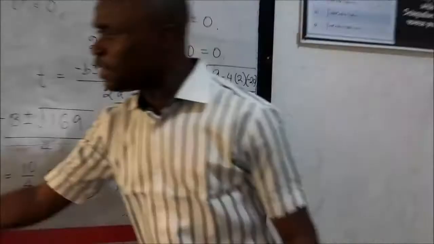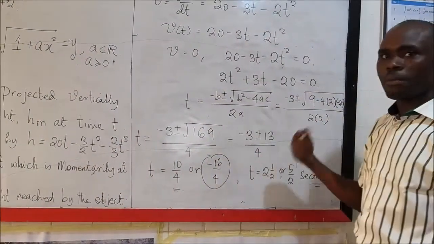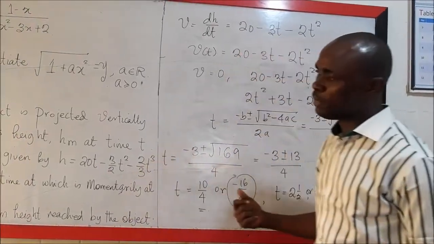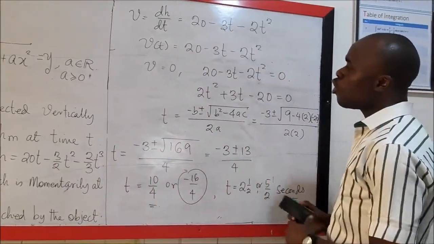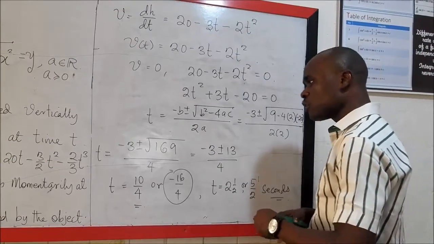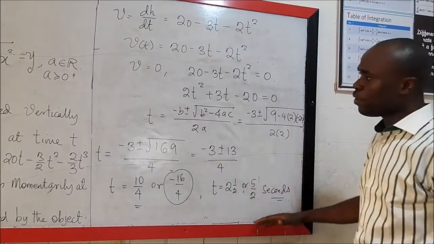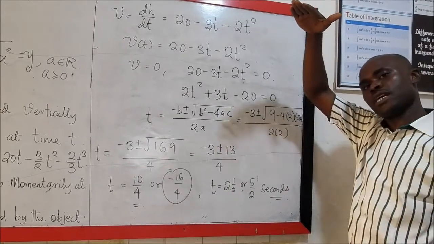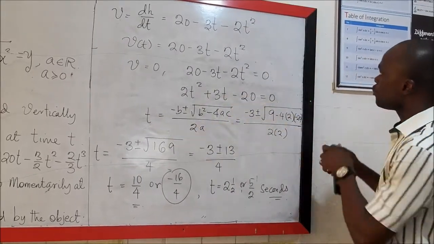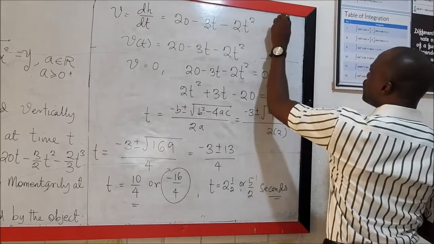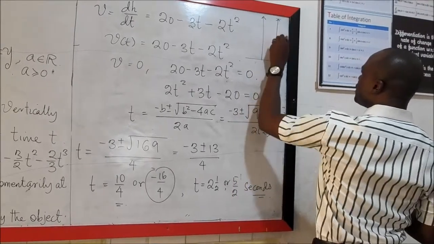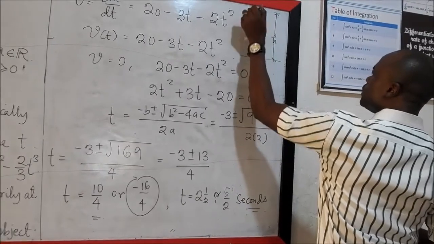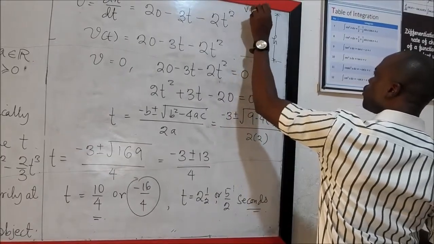Okay, so we want to find out the maximum height reached by the object. How do we find the maximum height reached by the object? All we need to do is to substitute this time, because this was the point where the object is at rest when it is thrown vertically upward. You see the object is being thrown vertically upward, you have the height, so at this point, v is equal to 0.